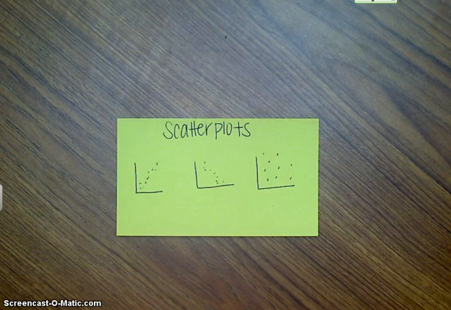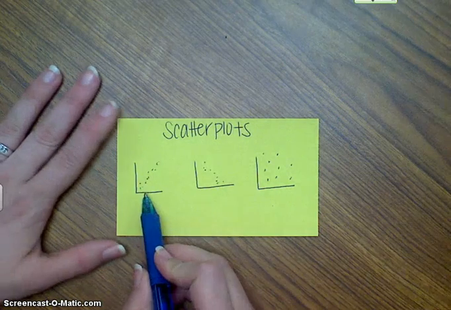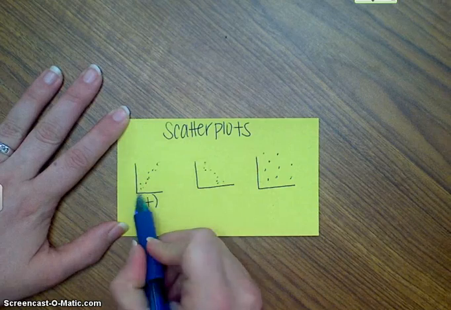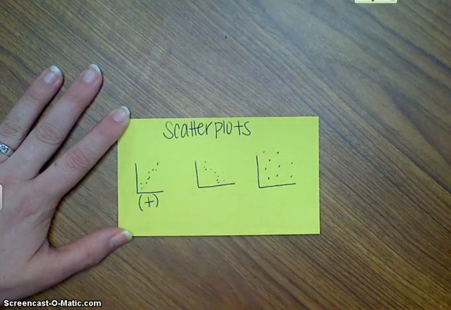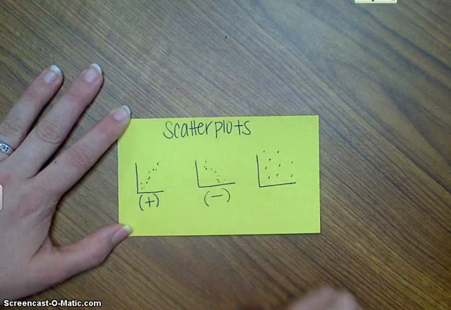Alright, today we are talking about scatter plots and lines of best fit. There are three basic types of scatter plots. The first type that looks like this is a positive correlation, and that means that as x increases, y increases. There's also negative correlation. As x increases, y is decreasing.